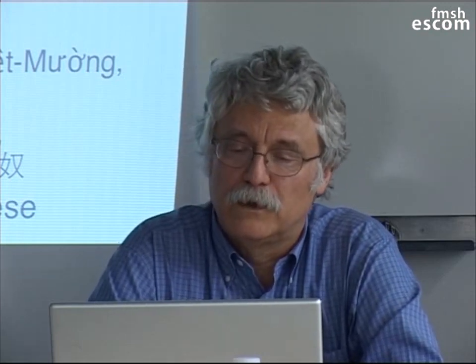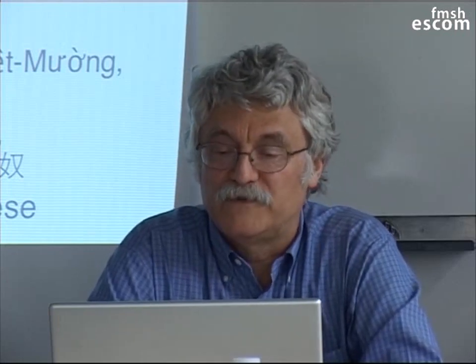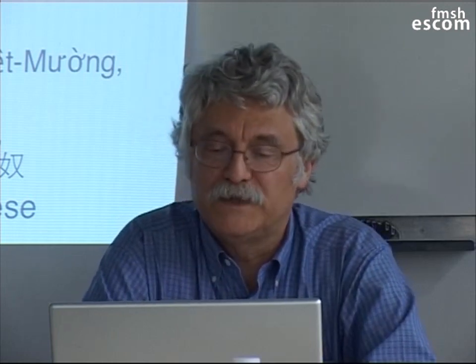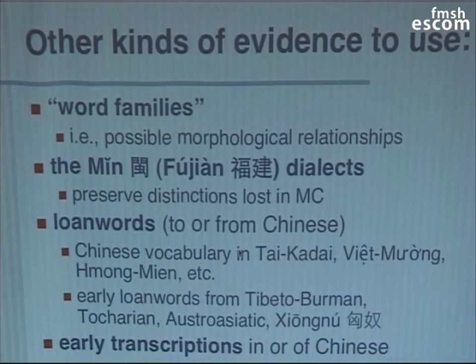Another kind of evidence is loan words to or from Chinese, both things occur. There's a lot of Chinese vocabulary in Tai-Kadai, Vietnamese, Hmong-Mien, and so forth, various neighboring language families. Some of that vocabulary is quite early and also gives us a peek, at least before Middle Chinese, as to what was going on. There also are a few loan words, at least, from other languages into Chinese: from Tibeto-Burman, Tocharian, Austroasiatic, probably the word jiang for the Changjiang, and Xiongnu, whatever that was. There are Xiongnu words in Chinese texts. And maybe overlapping with this category are early transcriptions in Chinese of other languages, or in other languages of Chinese. If they're early enough in date, then they can help us get back to Old Chinese.